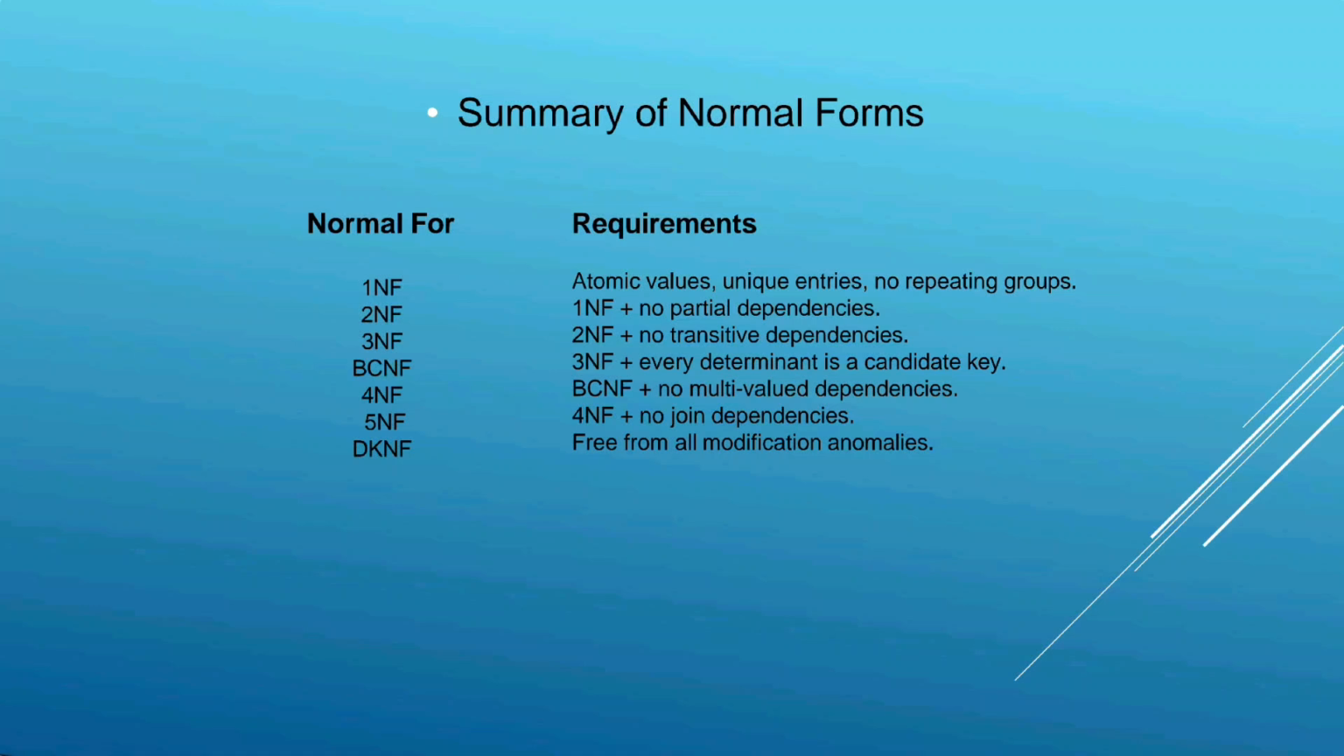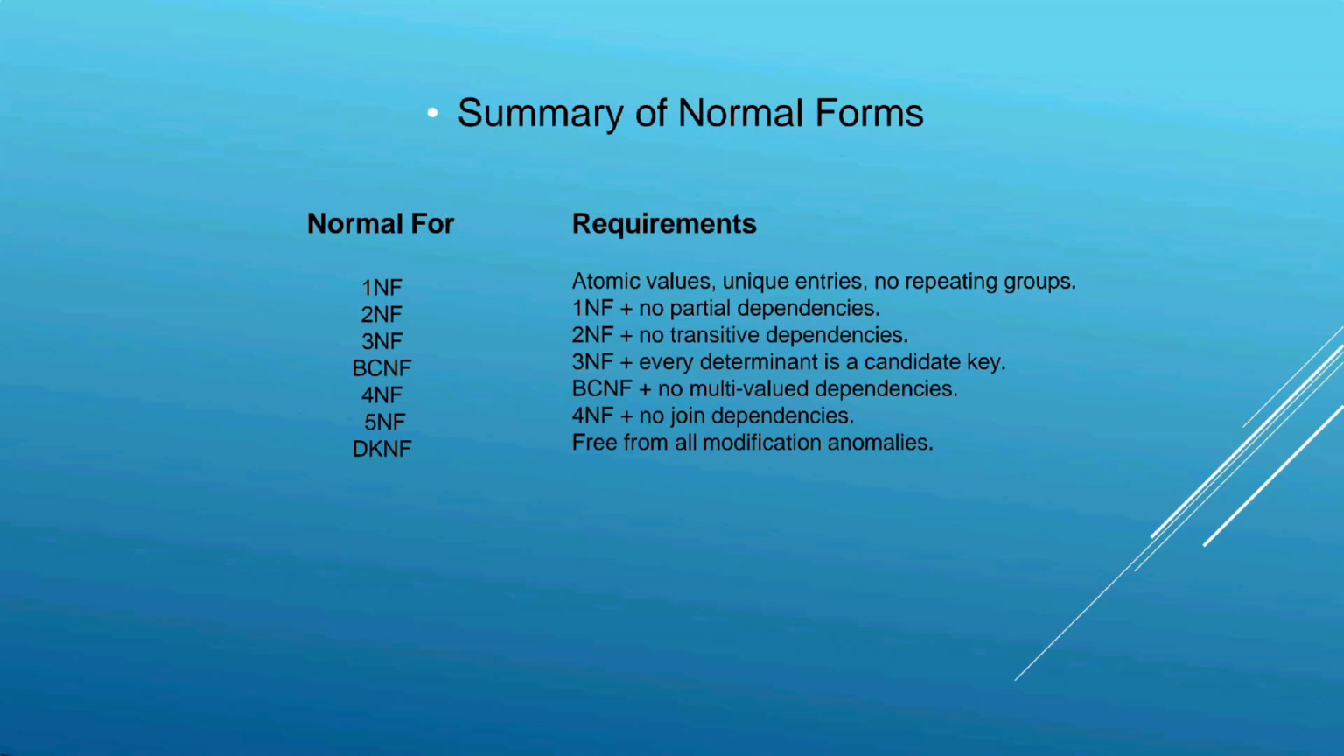1NF, first normal form. In 1NF, we make sure that all the data is stored in atomic form, meaning each cell has a single value, no list or set. Also, there should be no repeating columns and each row must be unique. It is a basic step to organize data properly.